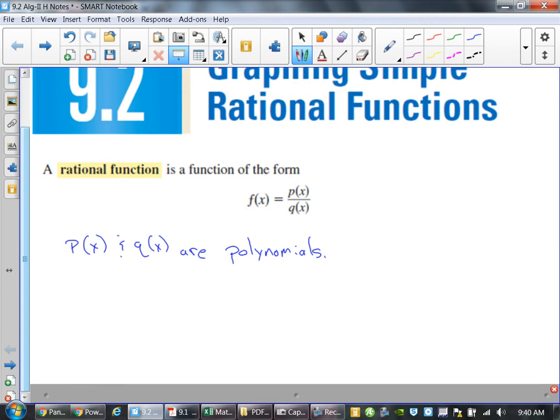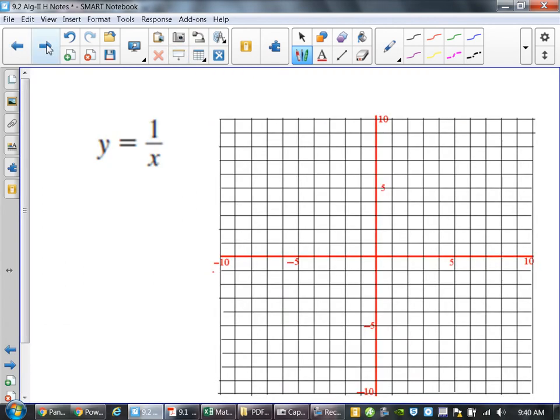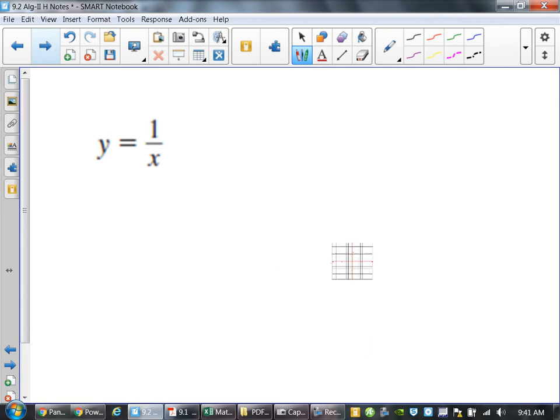So, example. y equals 1 over x. Before I even bother with graph paper, if you wanted to graph y equals 1 over x, when you first learned to graph, what did you always do? Make a table. You would make a table.